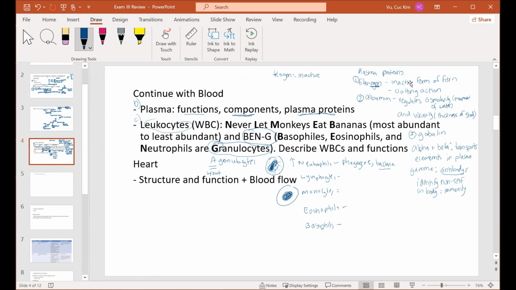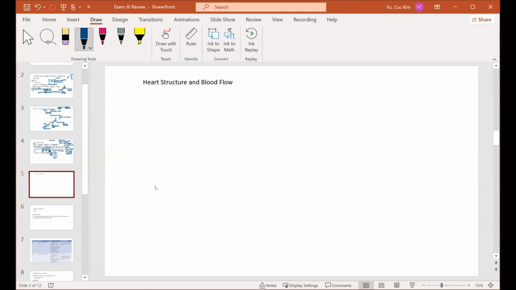Okay. Then let's take a look at blood flow. Oh, now we're going to move on to the heart. So the heart, make sure you know the structure of the heart and the function of the heart. And when I study these, I kind of study blood flow with it because they go hand in hand. Okay. So one really good suggestion is just to draw it out.